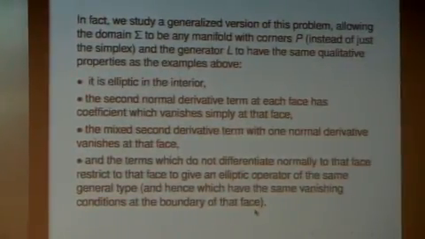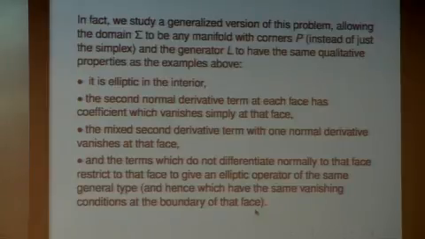So we talked about manifolds with corners and operators which are defined on these manifolds with corners. So these are the elliptic operators that are going to be the generators of diffusion. And they have the following characteristic properties. So they're elliptic in the interior, and you have this characteristic property that at each boundary face, the second derivative, the d^2/dx^2 term, if x is the normal variable to that face, has an x in front of it. Okay?